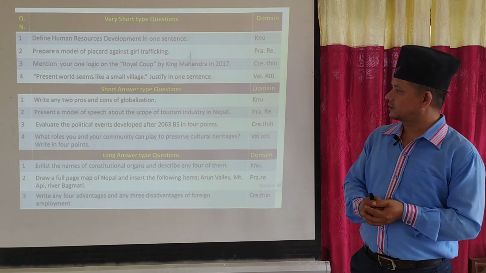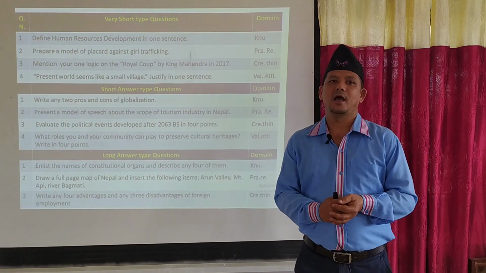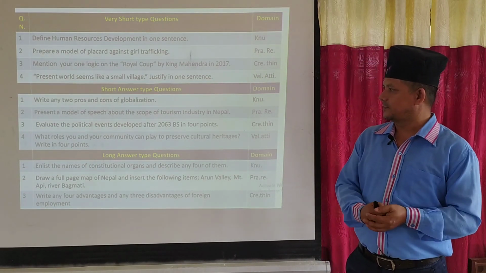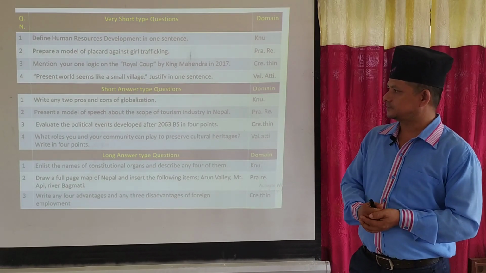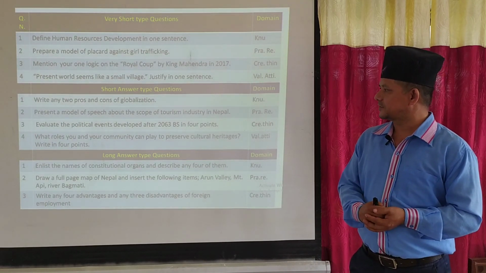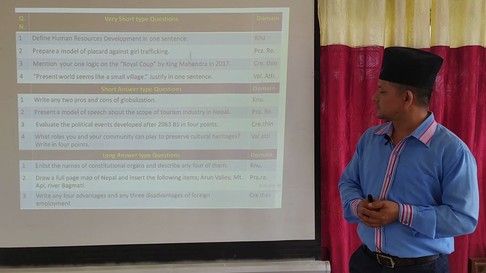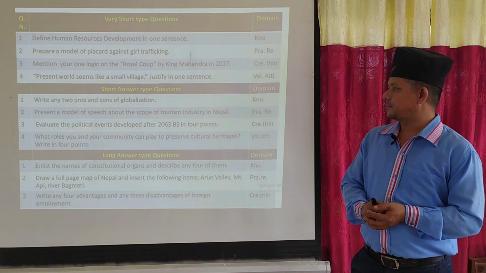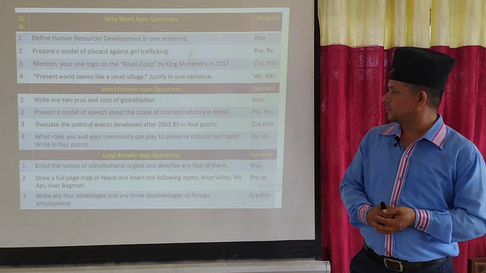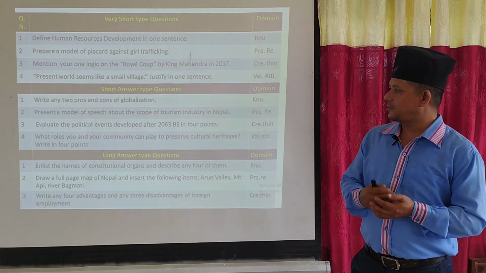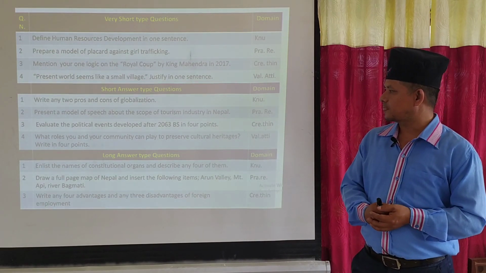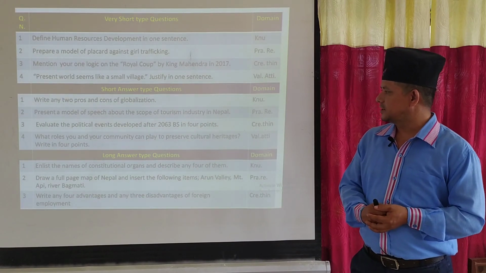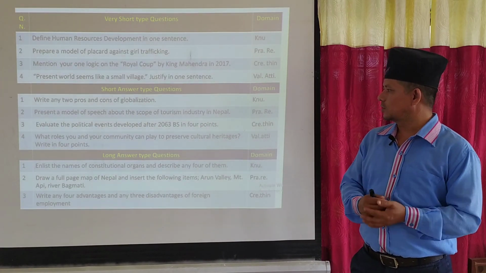Pros and cons here refer to advantages or disadvantages, merits or demerits. See question number 2, present a model of speech about the scope of tourism industry in Nepal. So, this question belongs to practical and research domain. Question number 3, evaluate the political events developed after 2063 BS in 4 points.